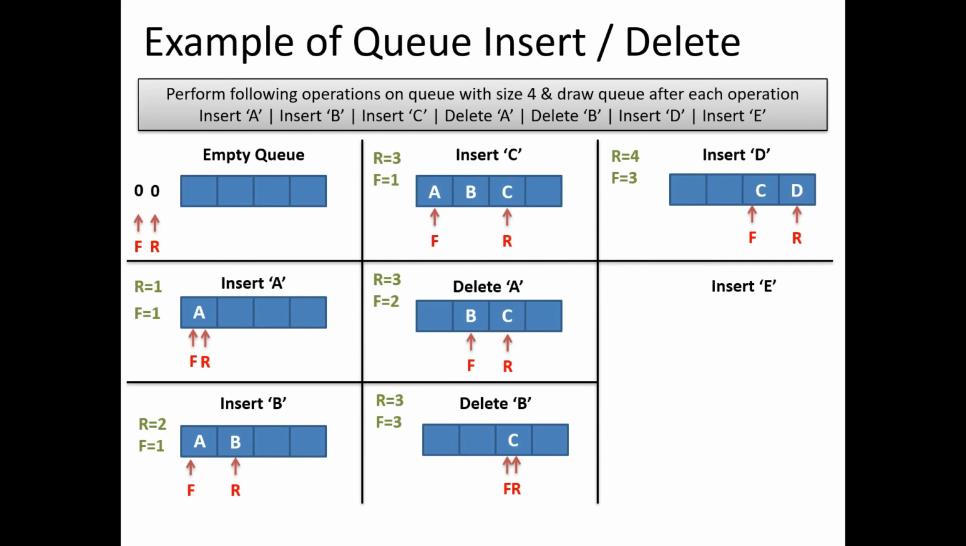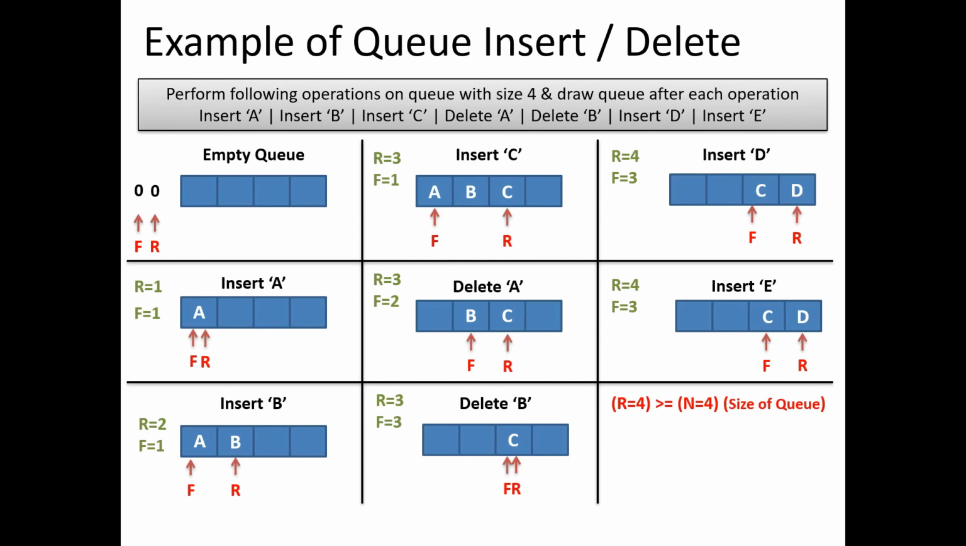Now insert E. We can insert an element from rear, but our rear is pointed at position number 4. So this is the size of Q. So we can't insert an element into a simple Q, because the size of Q is equal to 4 and R is greater than or equal to N, then Q is overflow.